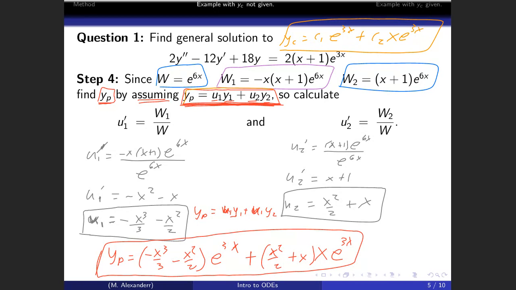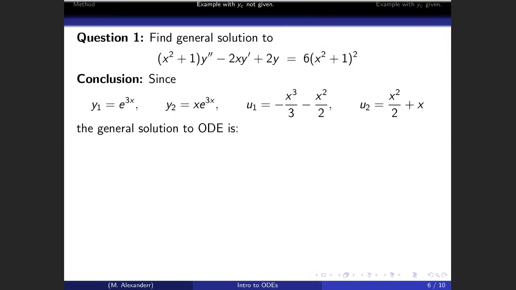All right, so now we want to make a conclusion. In the very beginning, we found the complementary solution by looking at the homogeneous equation. And then the W information gave us the U information, which gave us the particular solution. To get the particular solution, we had to do a little bit of backtracking. We had to find the W functions, then the U functions, and then we can create the particular solution.